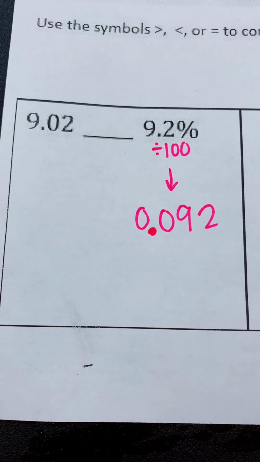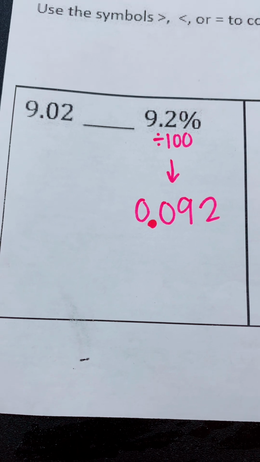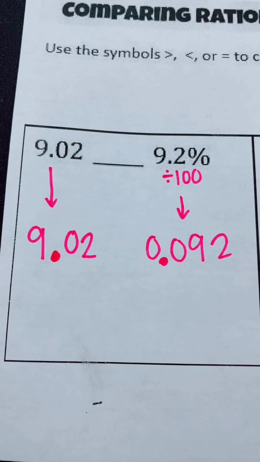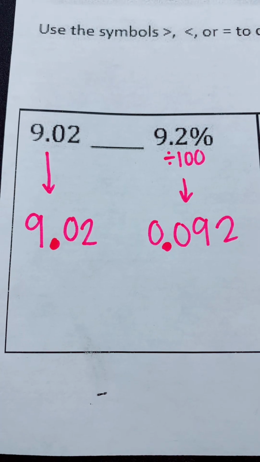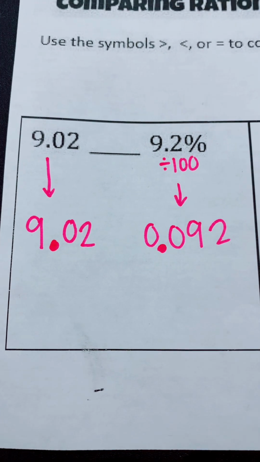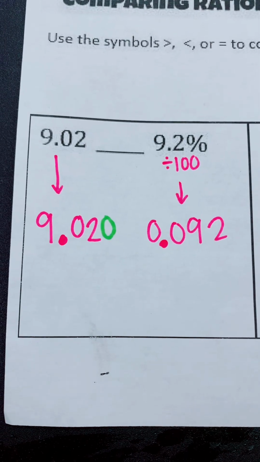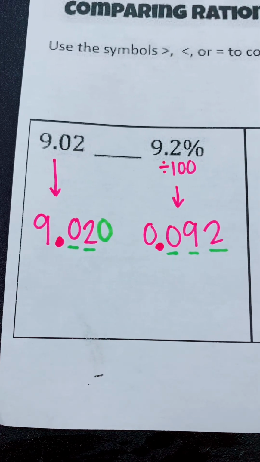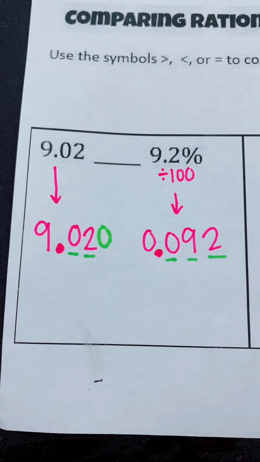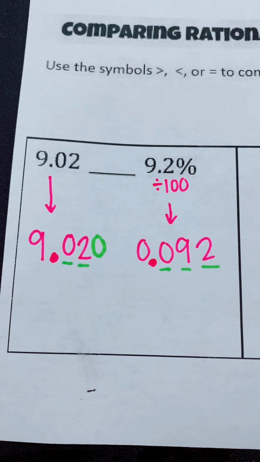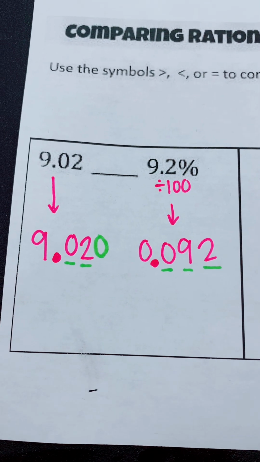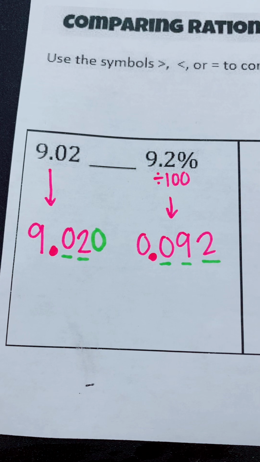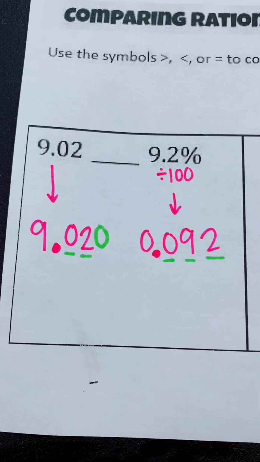To turn a percent into a decimal, you need to divide it by 100. So when we do that, we get 0.092. The first number, 9.02, is already a decimal, so we're going to leave it alone. Before I compare numbers, I like to make sure they are fair to compare. 0.092 has 3 digits after the decimal. 9.02 only has 2 digits after the decimal. So I added a 0 to the end of 9.02 so that it is fair to compare.